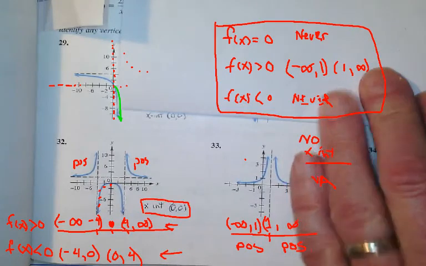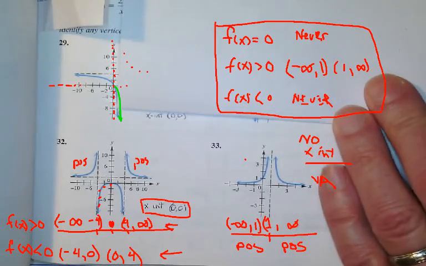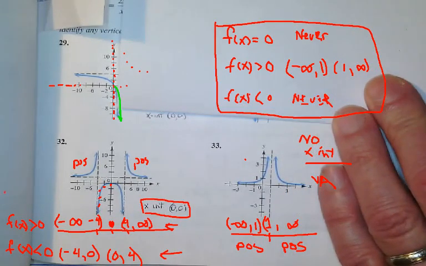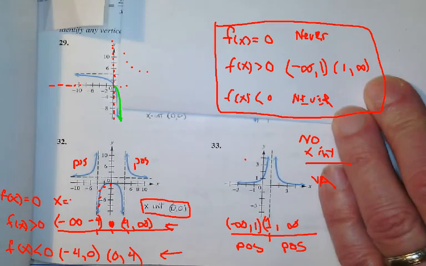So, whenever you're answering the questions, oops, I didn't answer the third question. You have to be able to tell me where is it equal 0? That one's just x equals 0, right there. When is it positive? And when is it negative?